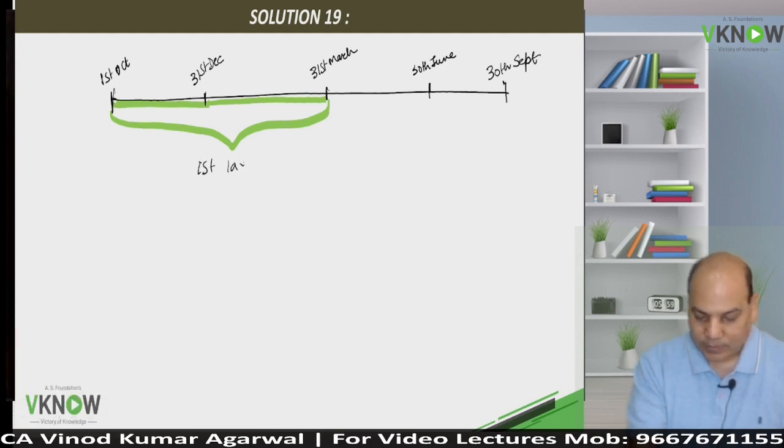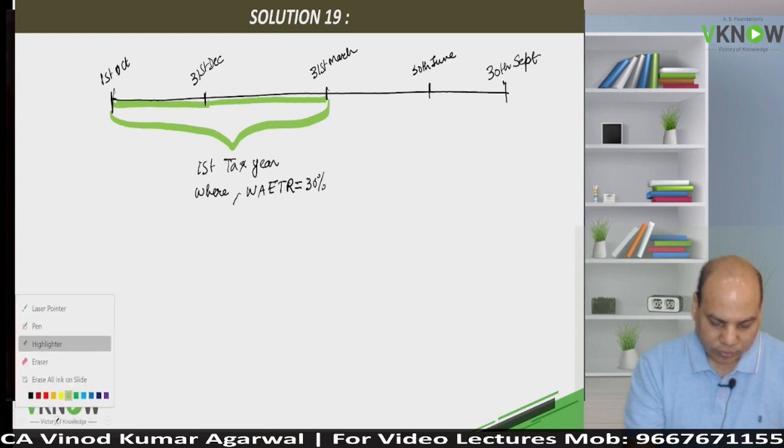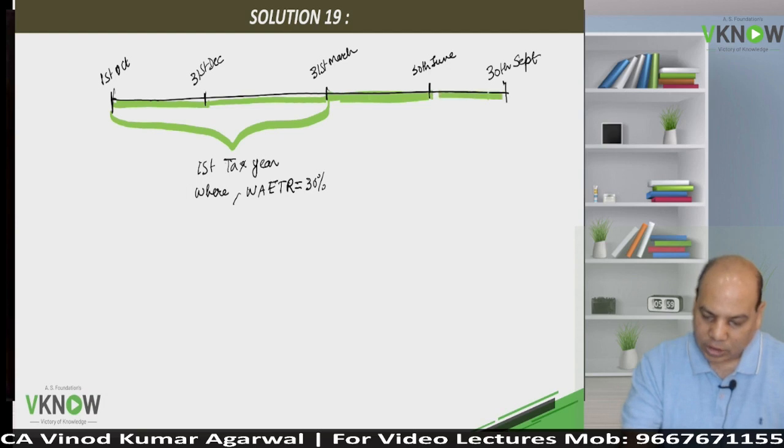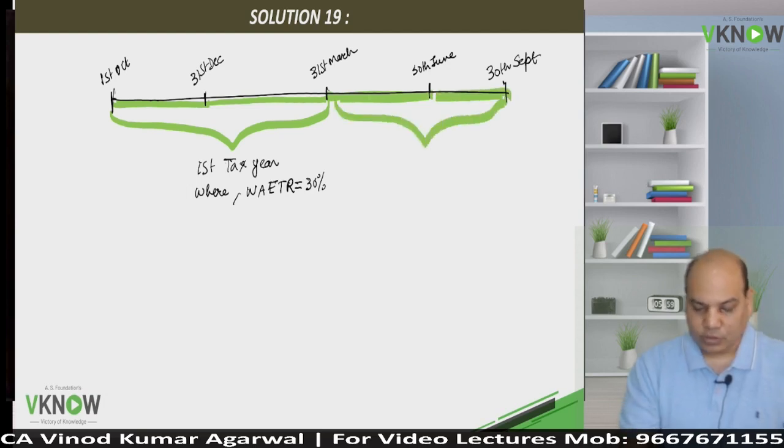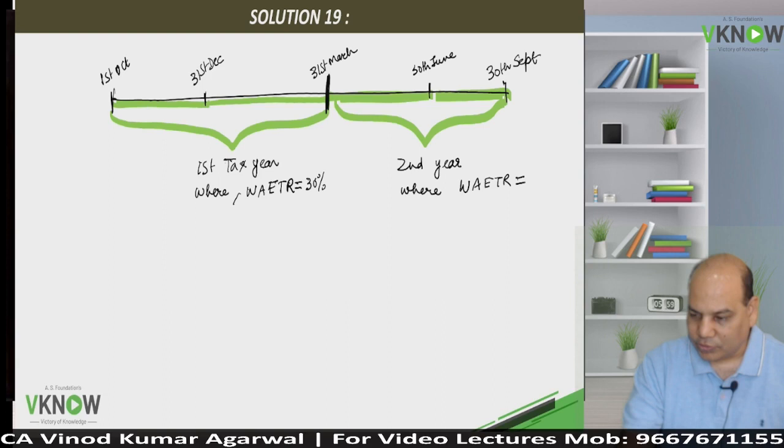They will fall in the first tax year, where the weighted average effective tax rate is 30%, and the third and the fourth quarter will fall in the second tax year, because the tax year ends on 31st March, where the weighted average effective tax rate is equal to 40%. This is given in the problem.